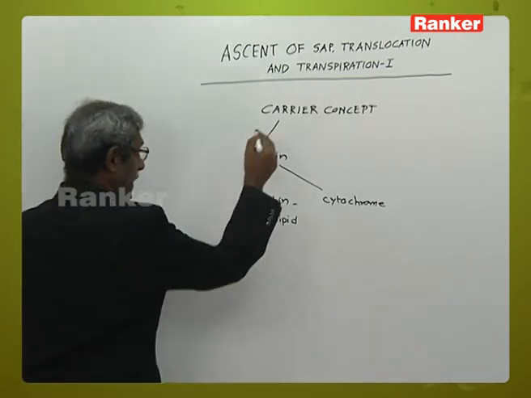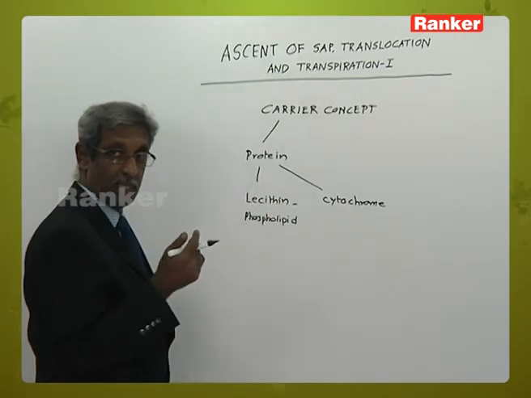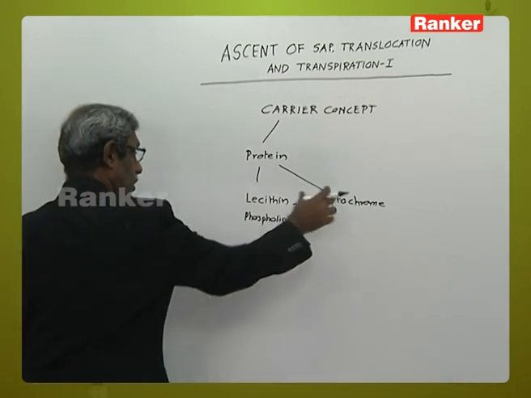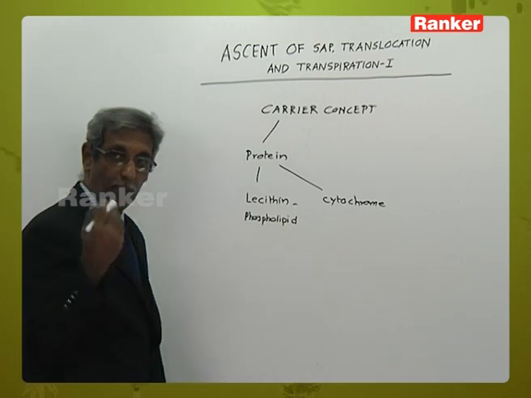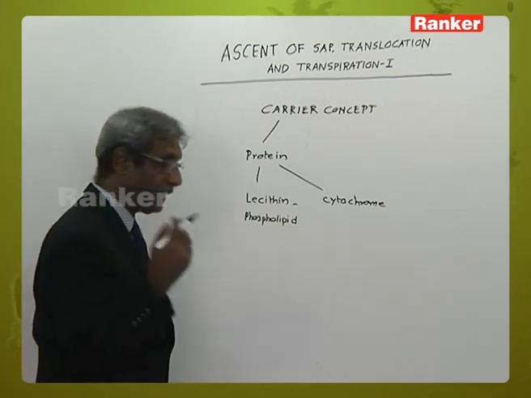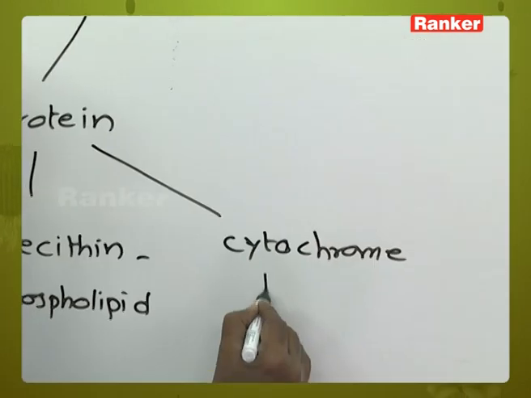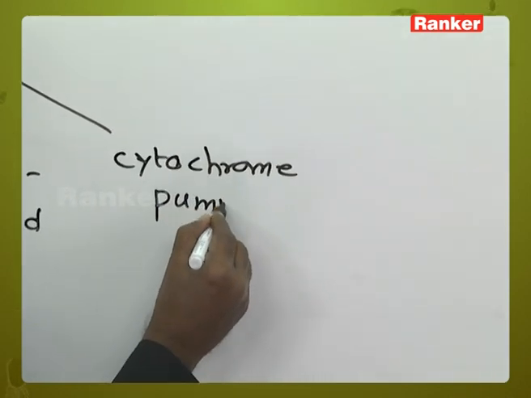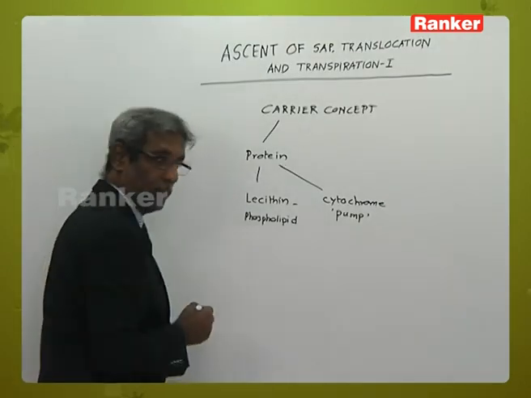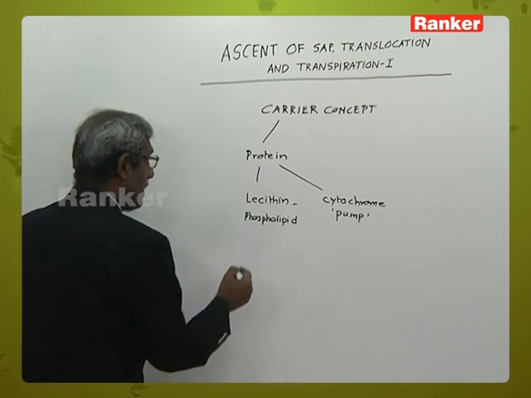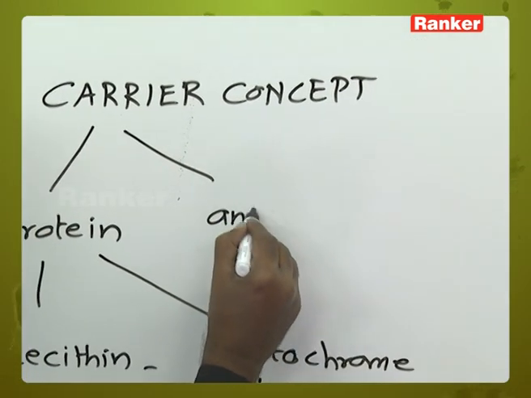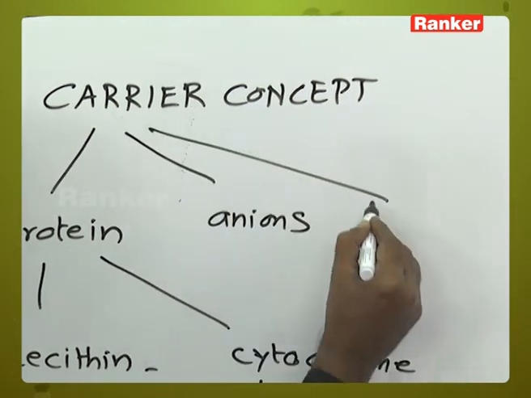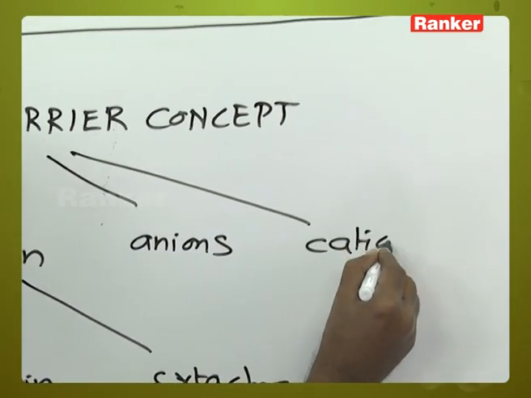More often, a carrier molecule along with cytochromes. That is, you have a scheme of chemicals which can act both as an oxidant as well as a reductant. It can go on to form a sort of cytochrome pump. And when you take the carriers, there are separate carriers for anions and also separate carriers for cations.